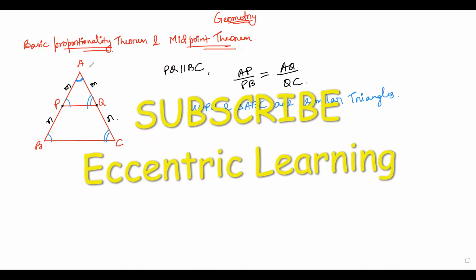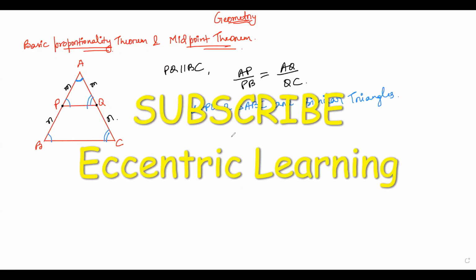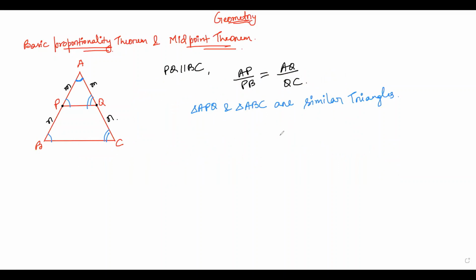So if triangle APQ and triangle ABC are similar triangles, in that case, their corresponding sides ratio would be equal. So we can write AP upon AB would be equal to AQ upon AC, which would be equal to PQ upon BC. So AP upon AB is equal to AQ upon AC. So we can say that AP upon PB will also be equal to AQ upon QC. So a line parallel to one side of a triangle will divide the other two sides in the same ratio. And this is known as basic proportionality theorem.